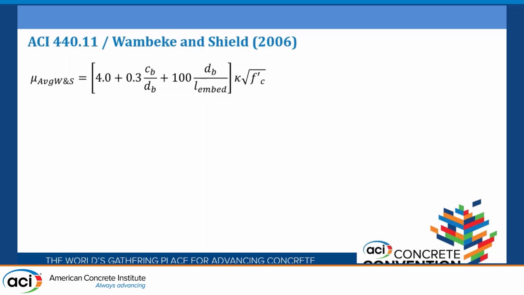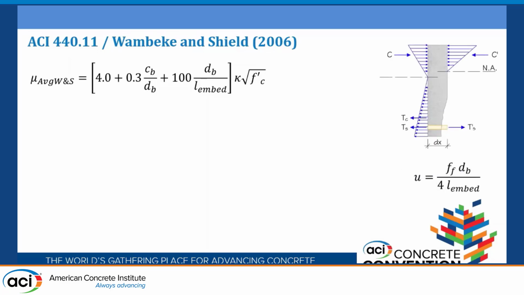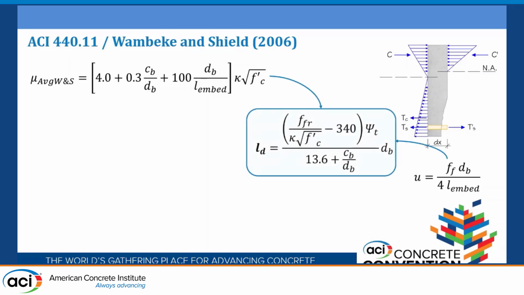The current expression considers the cover, the bar size, the embedment length, and the concrete strength. I add this K factor because there is a factor when you change between the international system of units and the pound-inch system. When they found this expression for the average bond strength, they equated it to the average bond strength from a simple free body diagram, solved for the embedment length and incorporated some safety factors. They obtained this expression, which is the one that we find in the current 440.